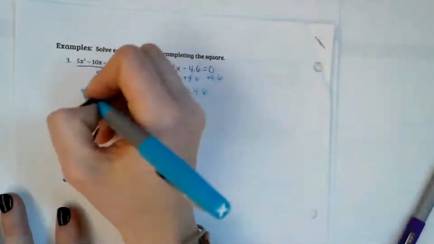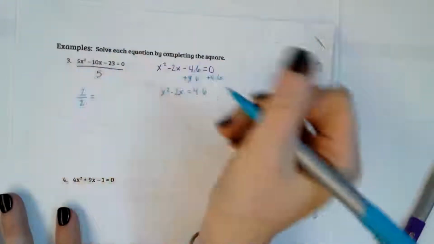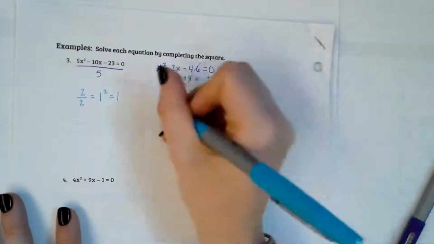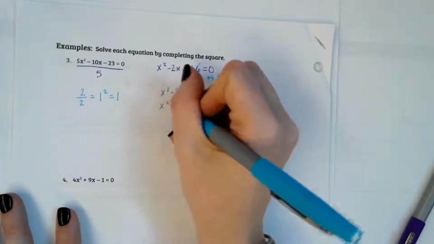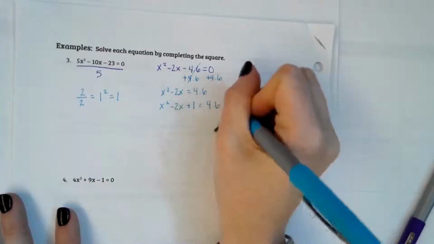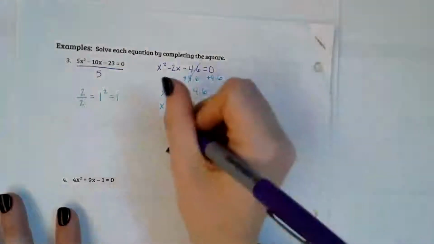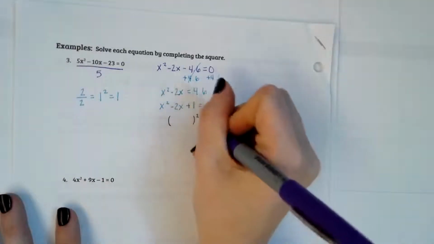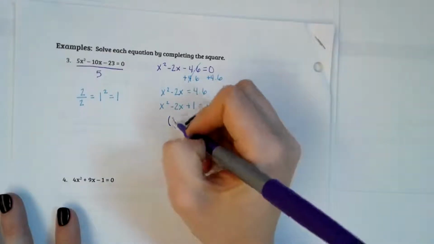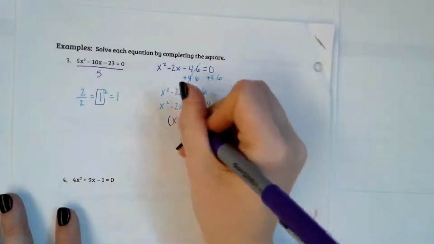So then half of b, so half of 2 is 1, which 1 squared is still 1. So I'm going to add that to both sides. So now I'm going to factor this side and simplify this one. So that's 5.6. So x. Now remember, it's whatever your b divided by 2 is. So that's a positive 1, so plus 1.